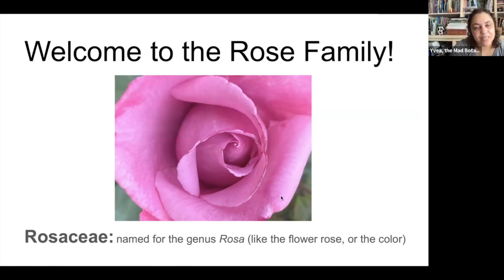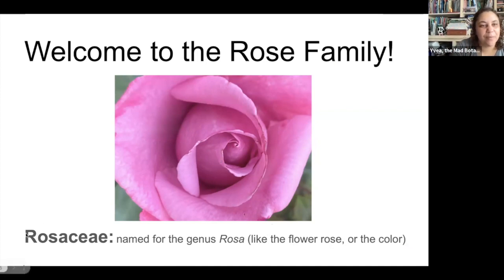And it is named for the genus Rosa. Very straightforward. I was trying to look at the etymology and see if it meant anything beyond the flower or the color, but I couldn't find any deeper than that. But if anybody else finds any cool etymologies of this etymology, then I would appreciate that. So who was surprised that this is the rose family when you saw the others?